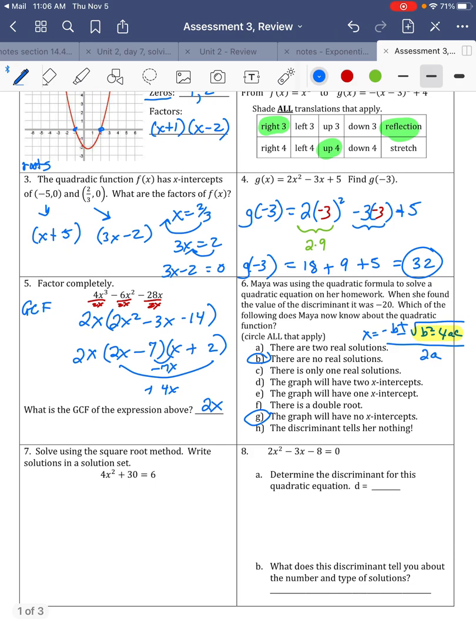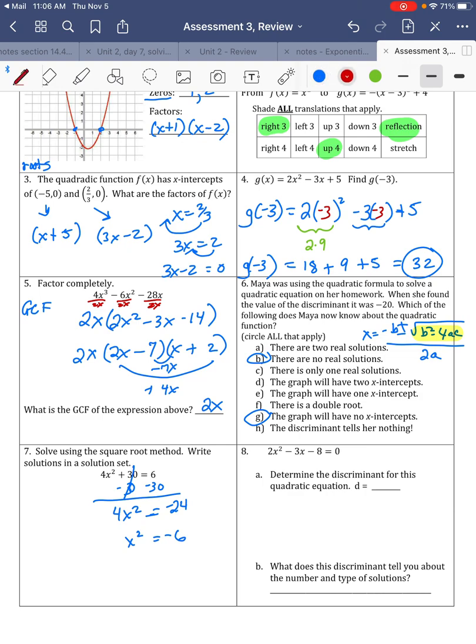All right, number 7, solve by square roots. This is very simple to solve by square roots because I only have x squared there. So I'm going to take away 30. My goal is to get the x squared alone. So it's going to be 4x squared equals negative 24. Now you can't take the square root yet. You have to get rid of the 4. So divide both sides by 4 and I get negative 6.